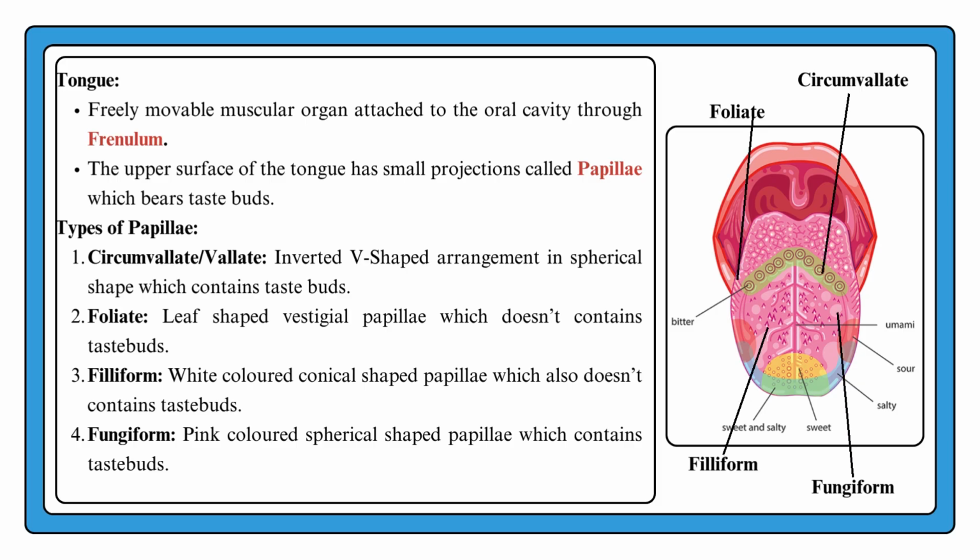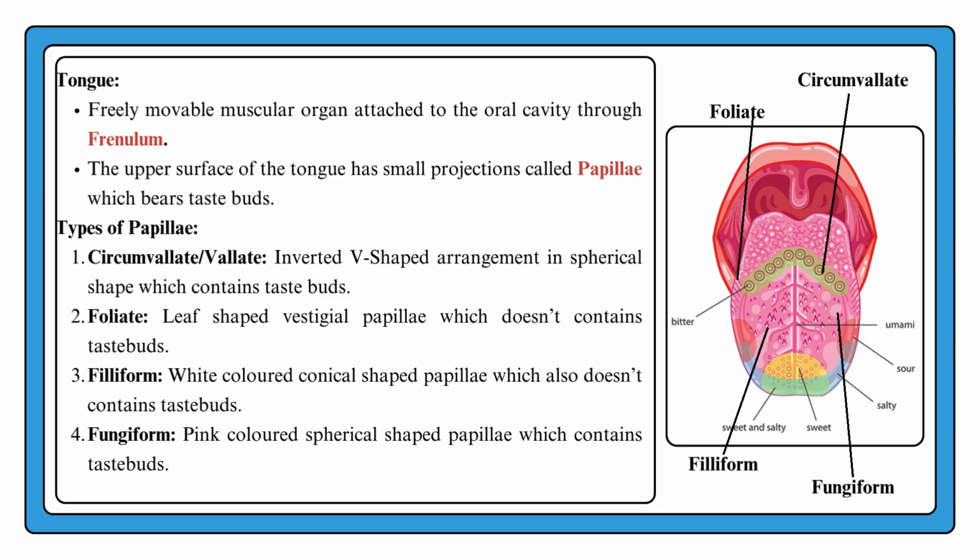The next part of the oral cavity is the tongue. The tongue is a freely movable muscular organ attached to the oral cavity through the frenulum. The upper surface of the tongue has small projections called papillae which bear the taste buds. The picture shows which part of the tongue is responsible for which taste. This region senses bitter taste, this for sweet and salt, this is for sour, and this is for umami.